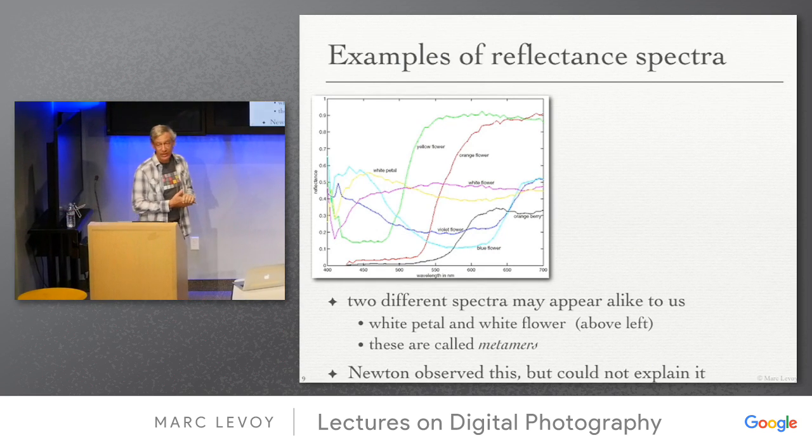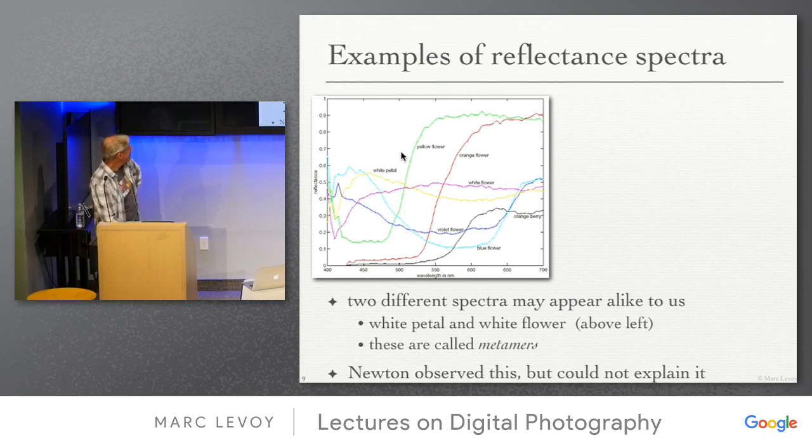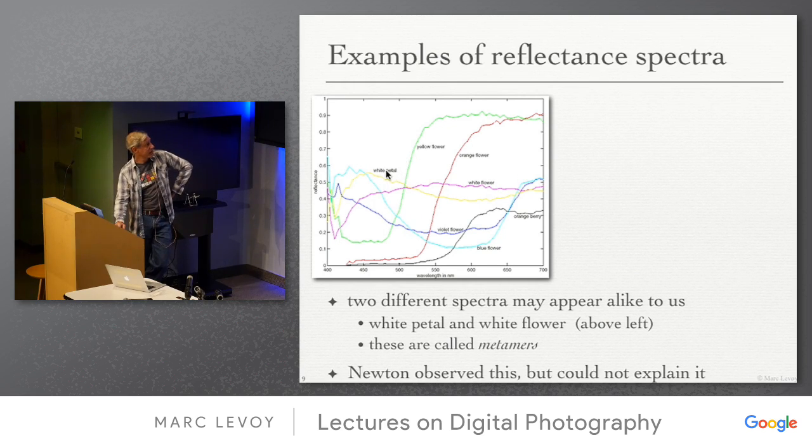Here are some reflectance spectra for common objects. So what's interesting here is this is labeled on this diagram as a white petal. I guess it's this yellow plot here.